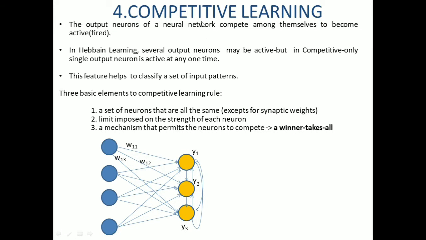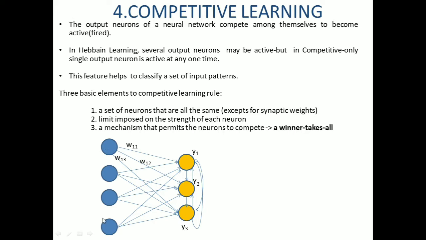Competitive learning. As the name implies, in competitive learning, the output neurons of the neural network compete among themselves to become active. If you remember Hebbian learning, several output neurons may be active, but in competitive learning, at a time, only a single output neuron is active.